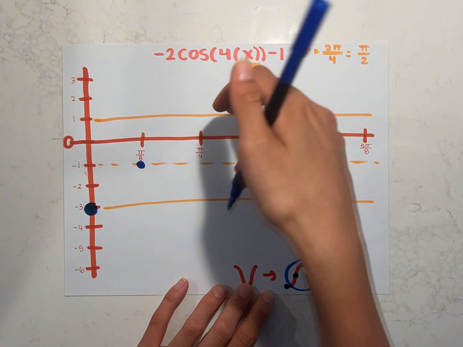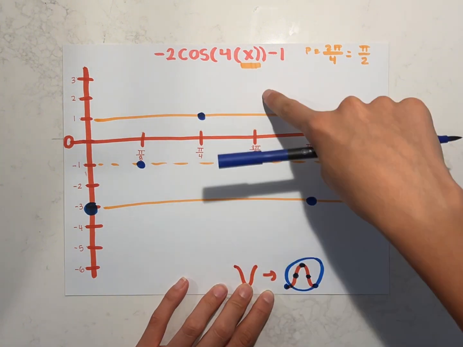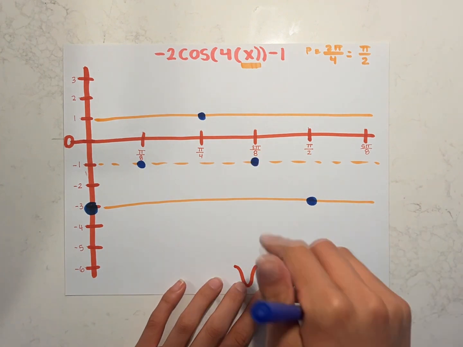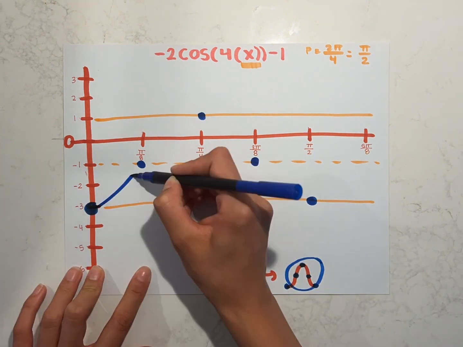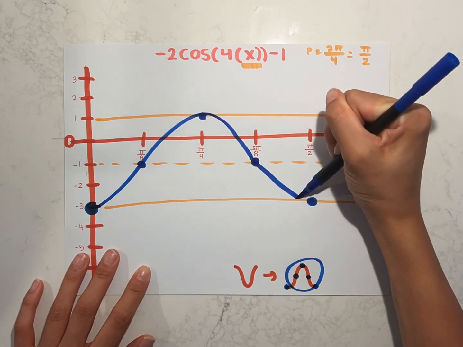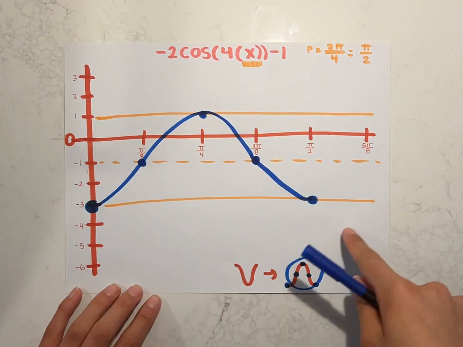Now, we will go over one interval to the midline and then continue over another interval to get back to our ending point. Now, what we will do is simply connect the dots, and there you will have it. That is one period of a reflected cosine graph.